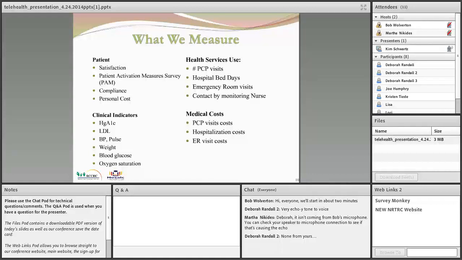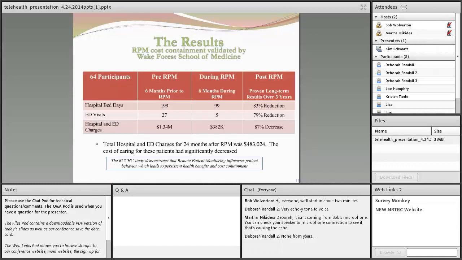We also are monitoring the number of primary care visits, the hospital bed days when we can, and mostly we can only do that on Medicaid right now, working on doing that cross-sector, as I mentioned, with our analytics, ER visits, and then contacts by the monitoring nurse, the frequency of that. And then our clinical indicators are right there as well, what you would probably expect.